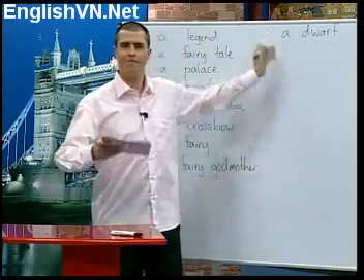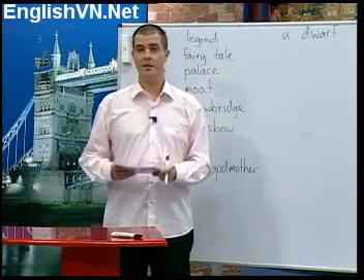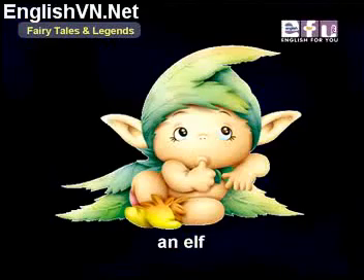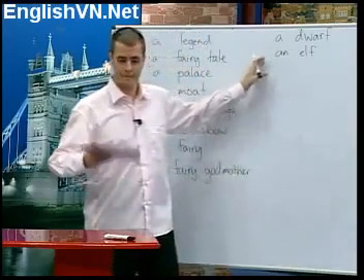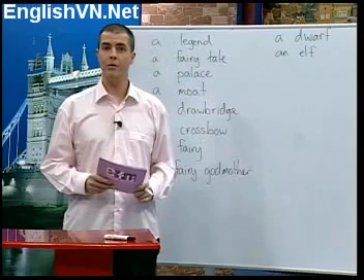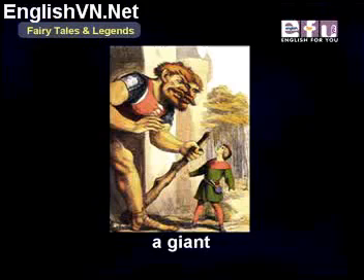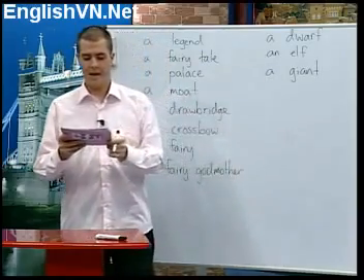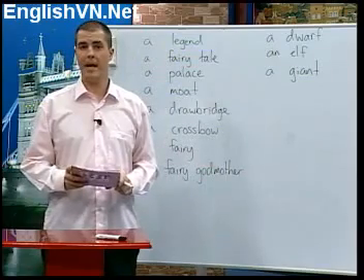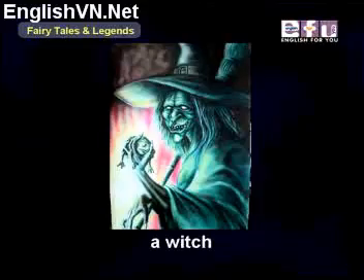A dwarf. A dwarf is an imaginary creature that looks like a small man. An elf. An elf is an imaginary creature that looks like a small man with pointed ears. And a giant. A giant is a big, tall man, and he is often bad or cruel.